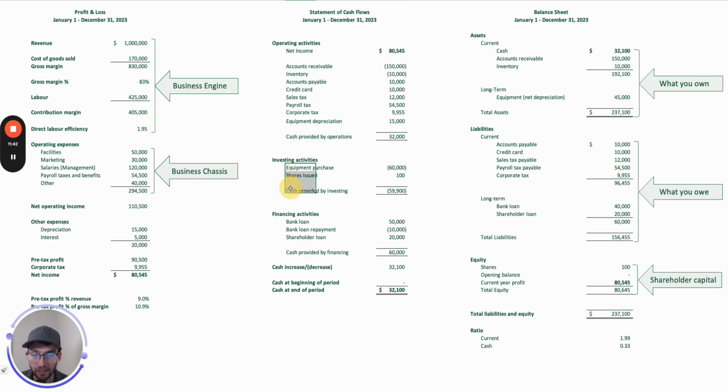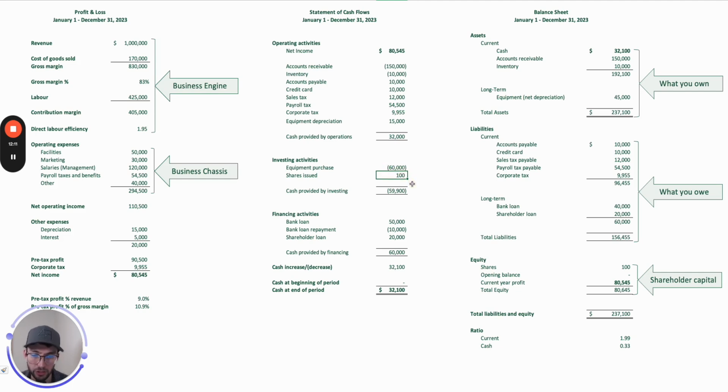Next, we have investing activities. In this case, we actually purchased $60,000 of equipment. So that came out of the bank account to purchase the equipment. One little math point: we purchased equipment for $60,000, and we expensed $15,000 worth of it. So that gives us $45,000. And that's the number over here in our equipment line.